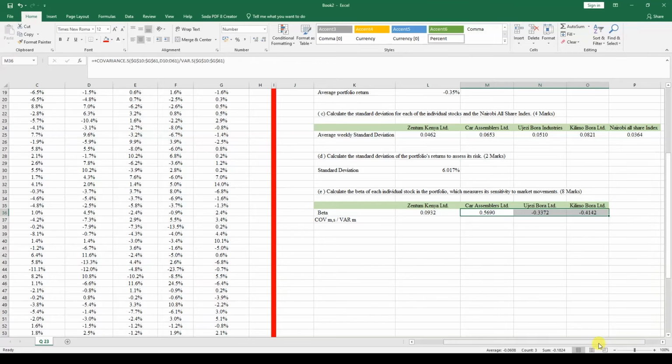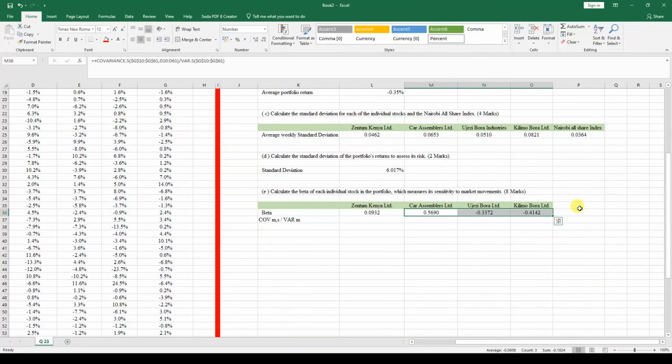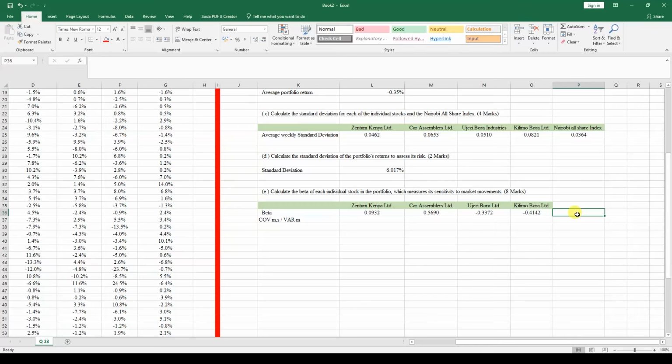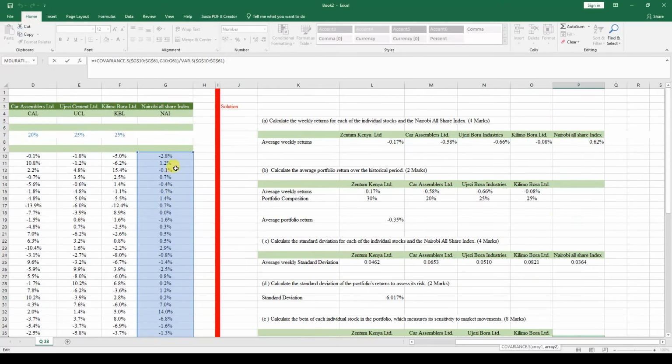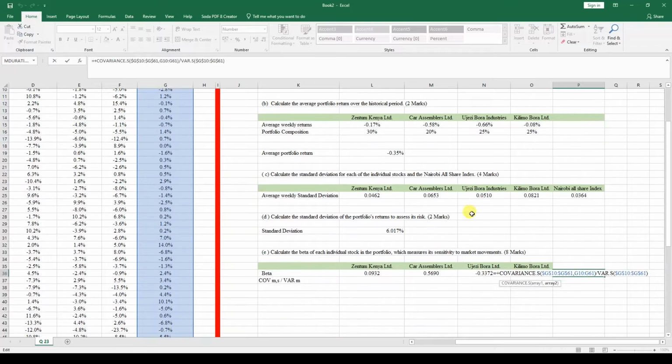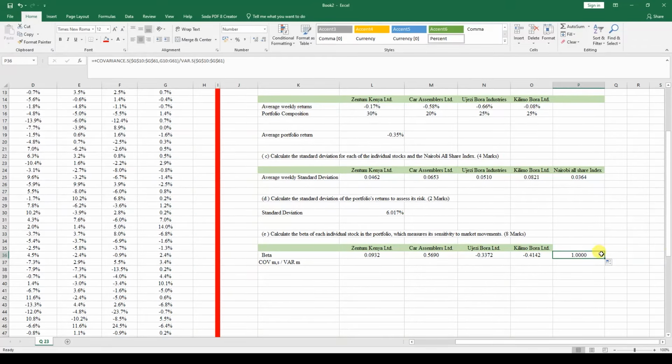But let's see if we're actually doing the correct thing. We want to try and prove that if we pull it towards the right, we're going to get a beta of 1. You can see we already have a beta of 1. The beta of the market is always 1, because it's the covariance of the market against the market divided by the variance of the market. We always have that value being 1 there.